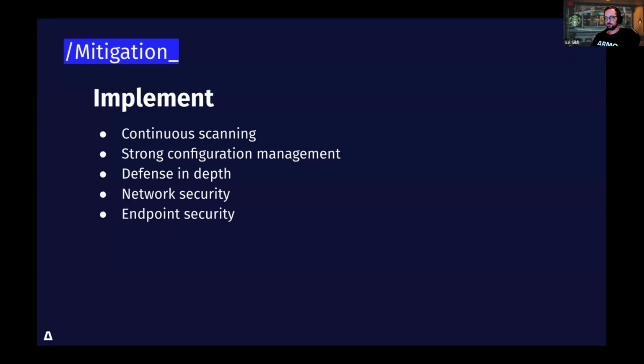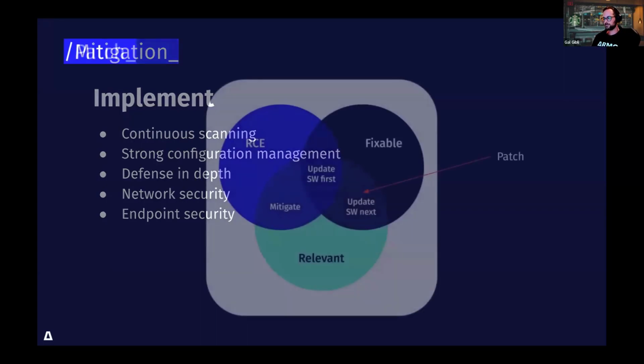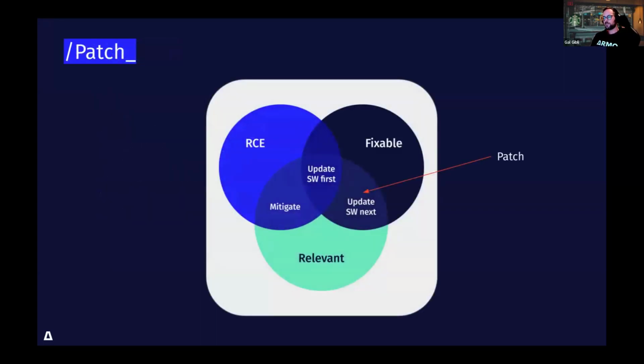For network security, you can segment your network. You can implement network policies, monitor the network activity, and of course, enforce everything. And for endpoint security, I know it seems obvious, but you must maintain an inventory of all the endpoints. Make sure that each one of them is equipped with the necessary safeguards, antivirus, firewalls, and so on. So that's the software, update software next. This is where you need to patch.